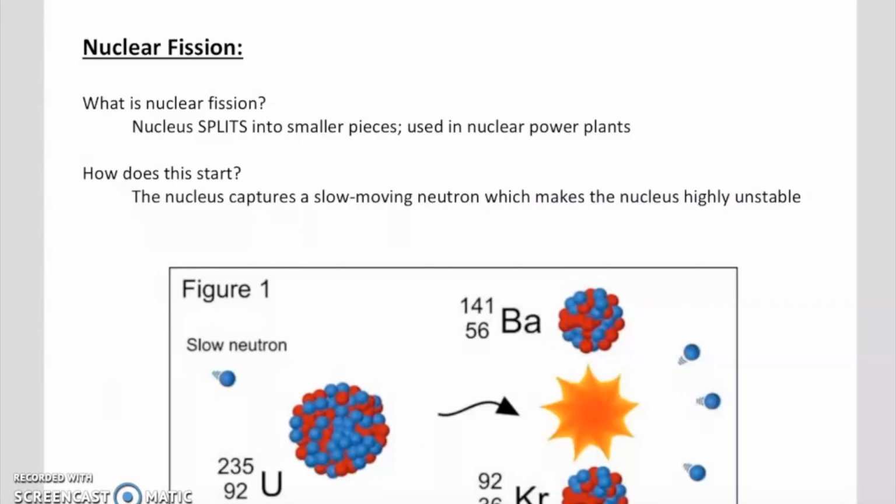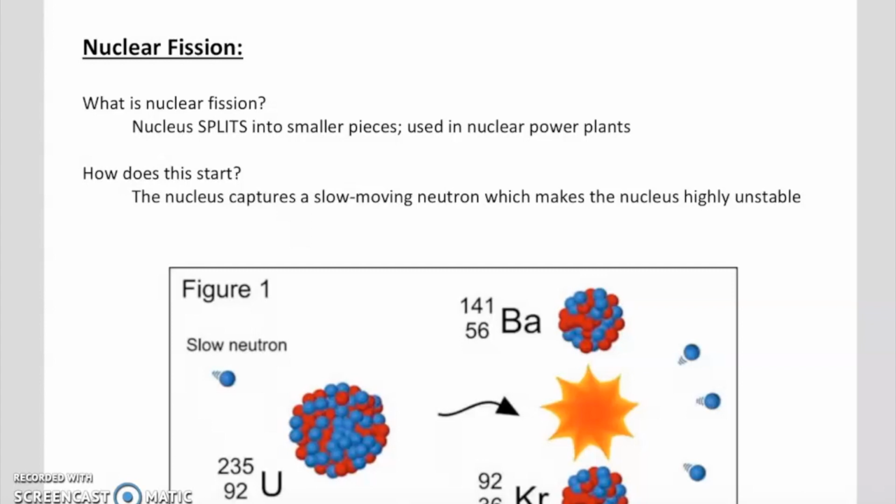Okay, so let's dive a little bit deeper. Let's first talk about nuclear fission. What is nuclear fission? Again, this is the splitting of a nucleus into smaller pieces. This is what we use in nuclear power plants. How exactly does this reaction work?